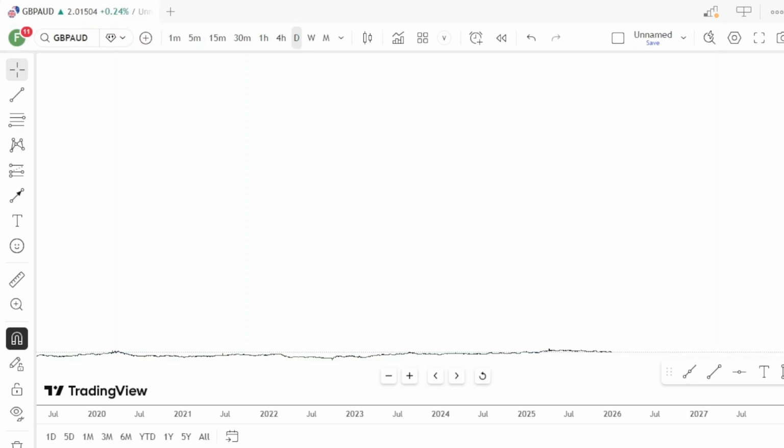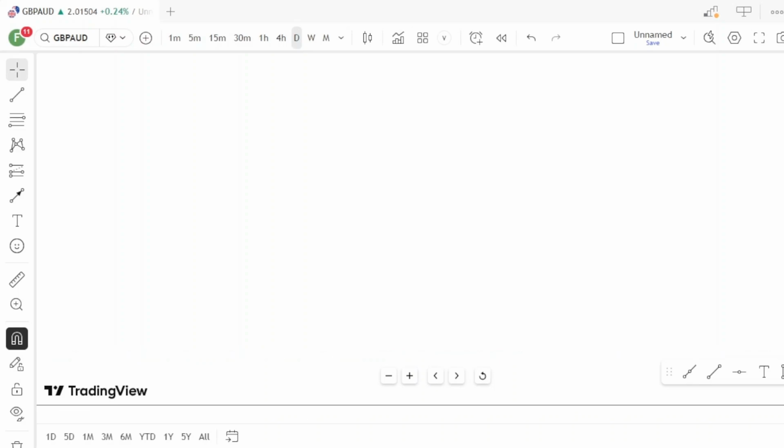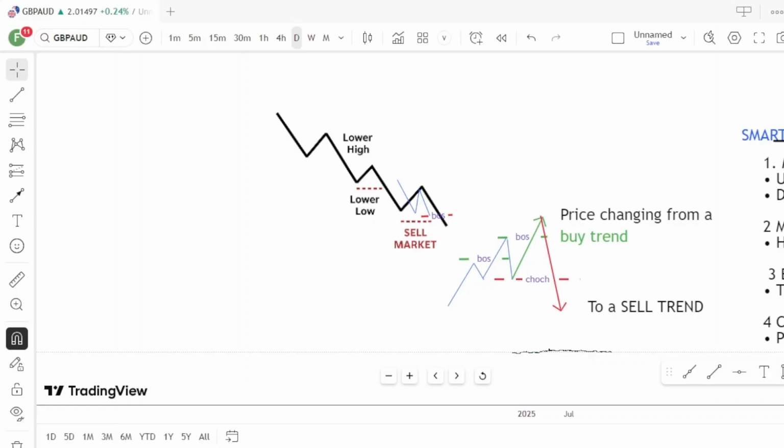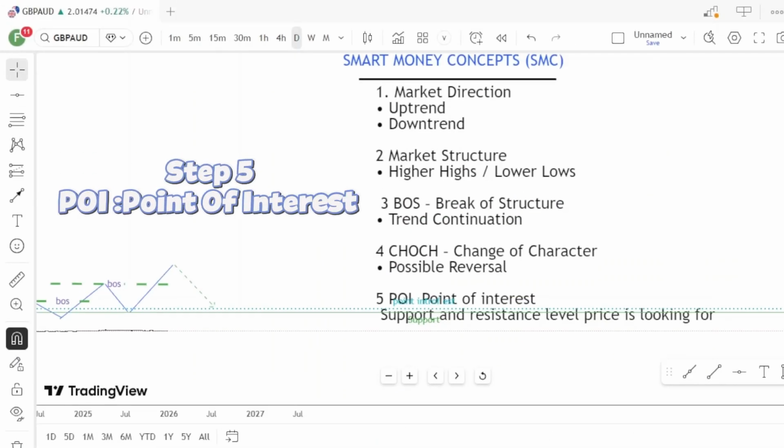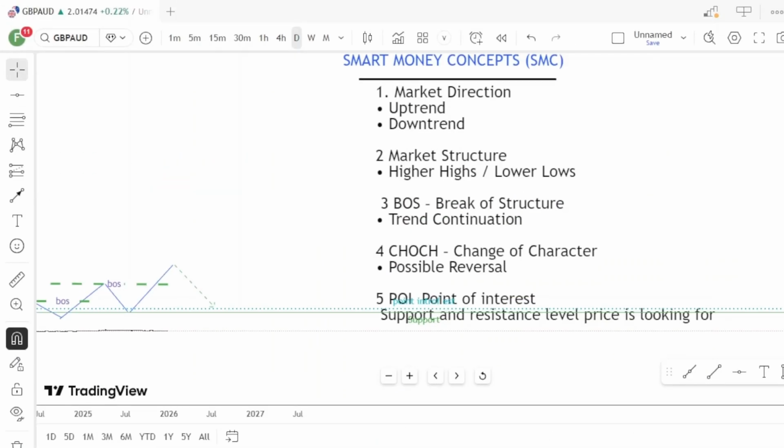Now that we understand market direction, market structure, and change of character, the next question becomes, where do we actually look for trades? That's where point of interest and multiple time frames come in. Smart money trading is not hard. What makes it hard is keeping the steps. That you must understand. Step number 5, point of interest. Point of interest is simply the support or resistance level where the price reacts from. It's as simple as that.